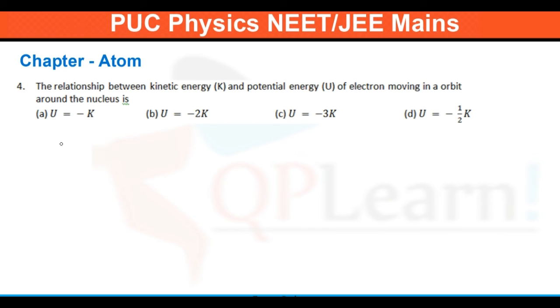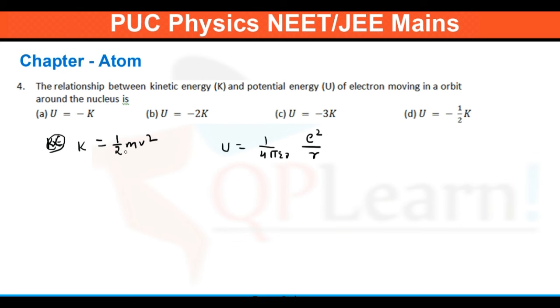Kinetic energy is K, so instead of that you take directly K, which is the kinetic energy equal to half mv square. And the potential energy U, as we discussed just before, is 1 by 4 pi epsilon naught into e square divided by r. This is the potential energy. We just have to compare the relation.